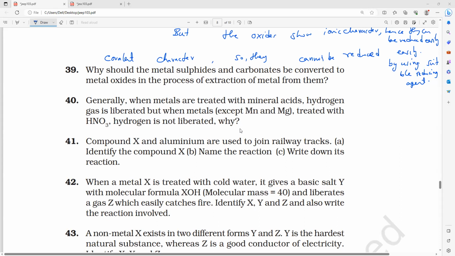Generally, when metals are treated with mineral acid, hydrogen gas is liberated, but when metals except Mn... Mn means you don't know? That is your level. Your level is you don't know what Mn is. What is Mn? Tell me.